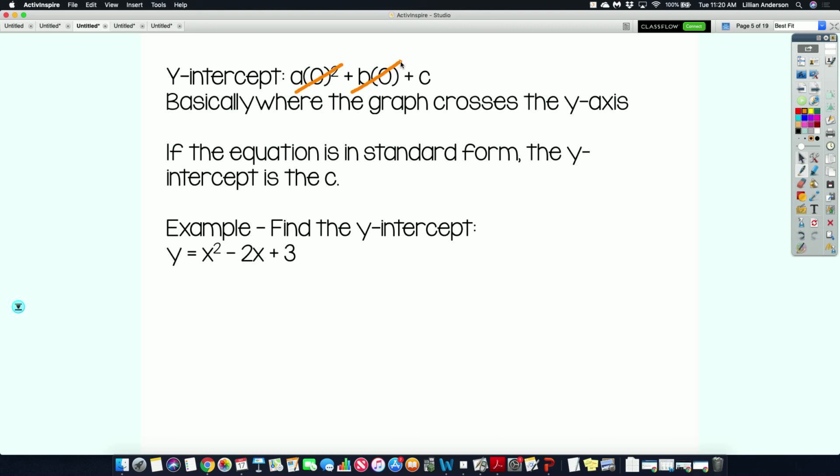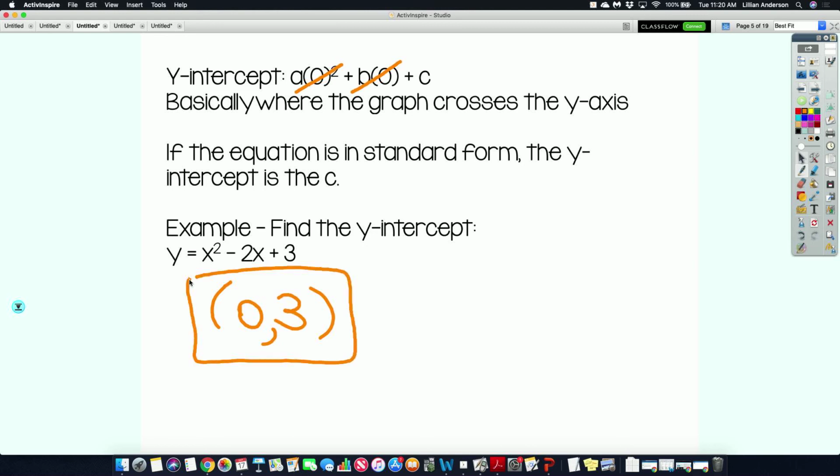So again, to find the y-intercept, you plug in 0 for x, or if you notice the quadratic is already in standard form, like this one is, x squared minus 2x plus 3, you automatically know your y-intercept is the 3. The one thing, though, is the y-intercept is a point. So how would I write the point? 0, 3. Okay, it's always the c.